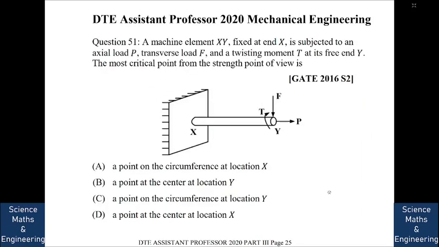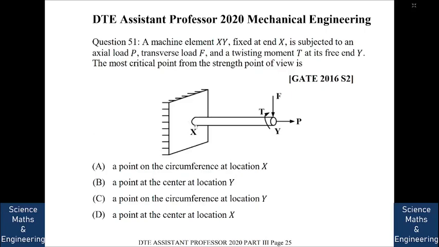So even for this tau also, the maximum is where? At the circumference of the cylinder. So at y or x or anywhere at the circumference it will be maximum. Okay, so till now we can see that the maximum is happening here at the end x and the circumference of the cylinder.